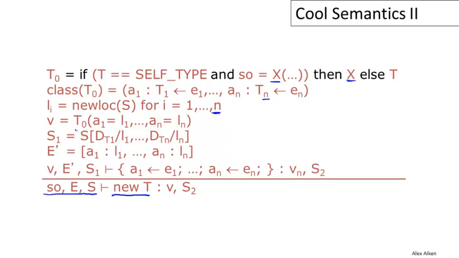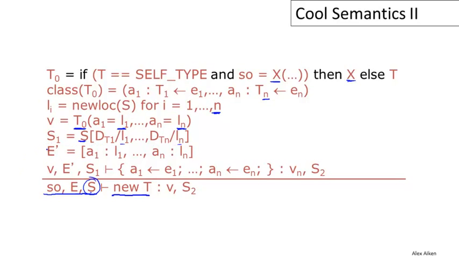And then we're going to create an object with the class tag T0, and the attributes are going to be bound to these new locations. So the ith attribute will be bound to the ith new location that we just allocated. And then we're going to update the store. So we take our initial store, notice that this is the same as the store that we started with, S. We update it so that at these new locations, those locations hold the default values for the types of each of the attributes. And that gives us the store S1.